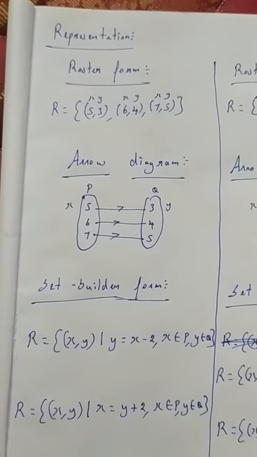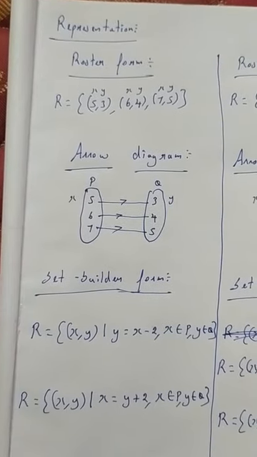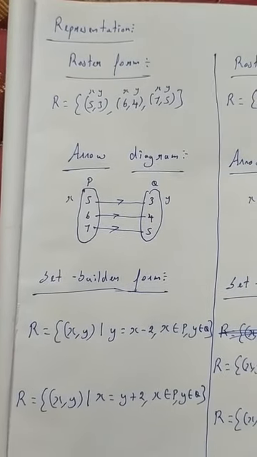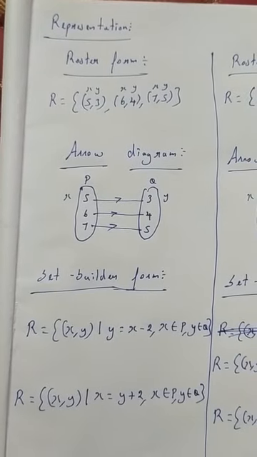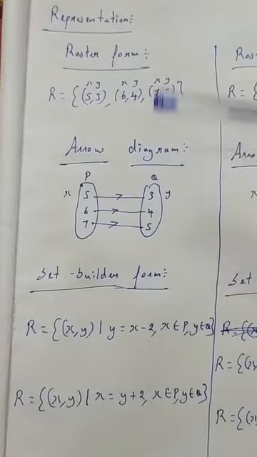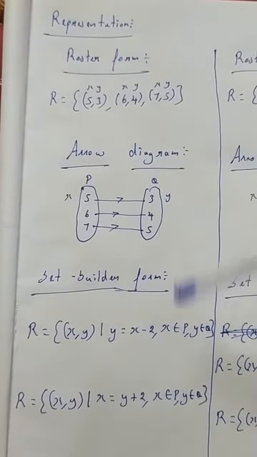Hello students. Now we know what is relation. We know the basic concepts of relation. So in this video we are going to discuss how to represent a relation. Right? So representation of relation. We have three types of representation. One is roster form, second one is arrow diagram, and the last one is set builder form.